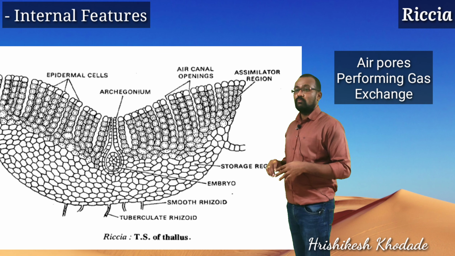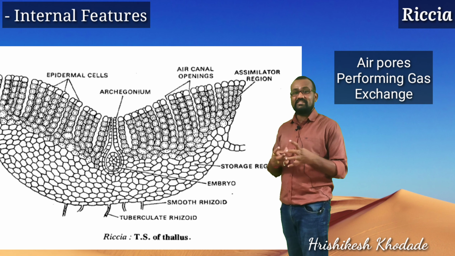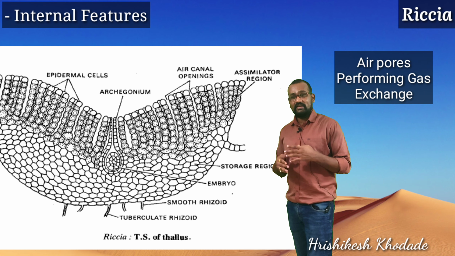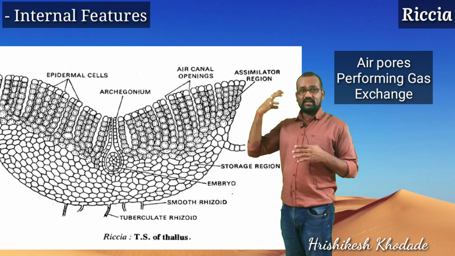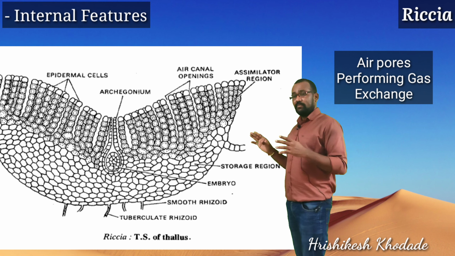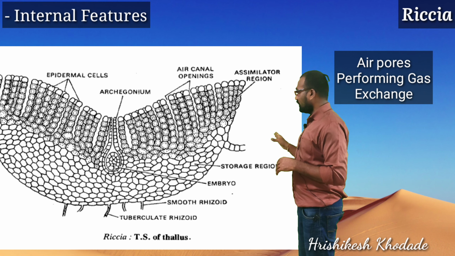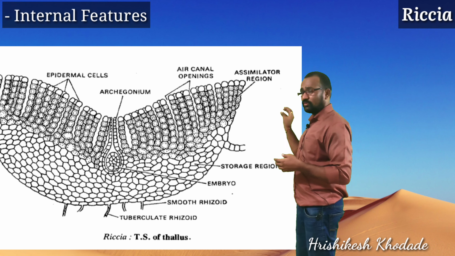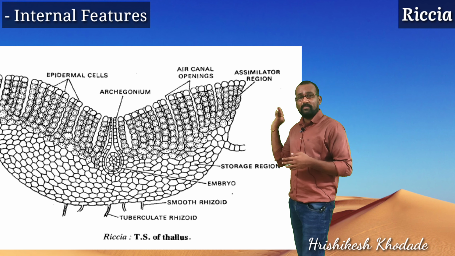Air pores are involved in the gaseous exchange phenomenon. Which gases generally do they have to exchange? They release oxygen and take in carbon dioxide. So these types of reactions are going on with the help of the air pores which are present on the upper surface. Each cell shows a conspicuous chloroplast.